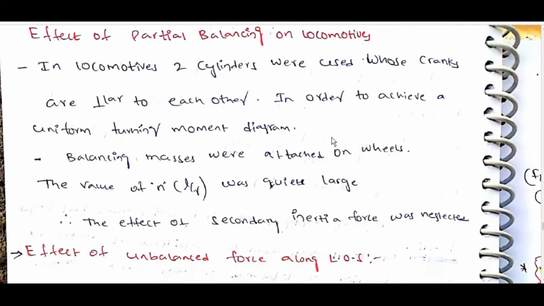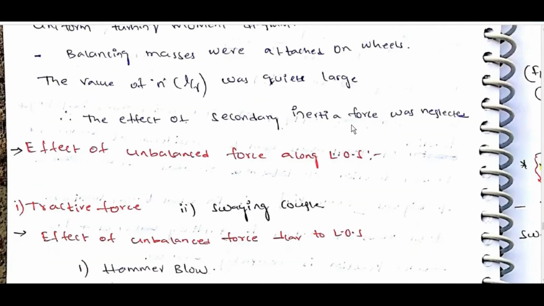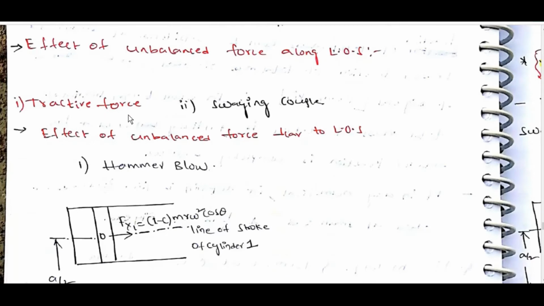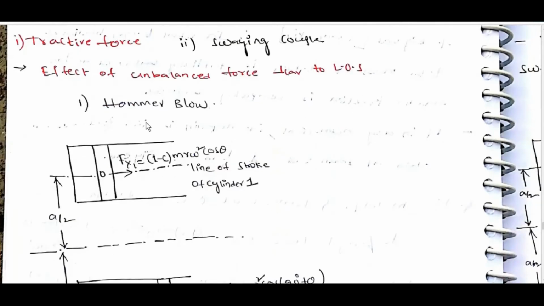Effect of partial balancing on locomotives. In locomotives, two cylinders are used whose cranks are perpendicular to each other, in order to achieve a uniform turning moment diagram. Balancing masses are attached on wheels. The value of N L by R was quite large, and the effect of secondary inertia force was neglected. Effect of unbalanced force along the line of stroke: tractive force and swaying couple. Effect of unbalanced force perpendicular to the line of stroke: hammer blow.